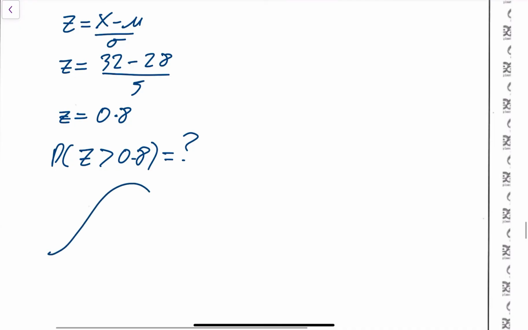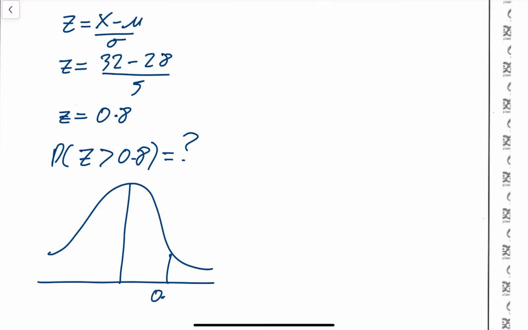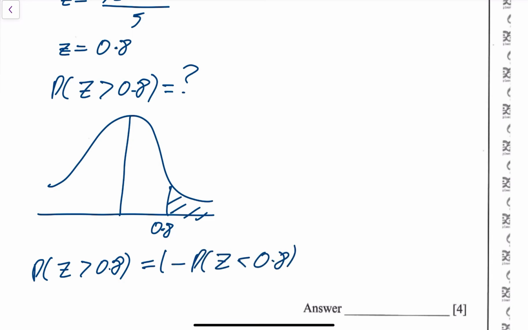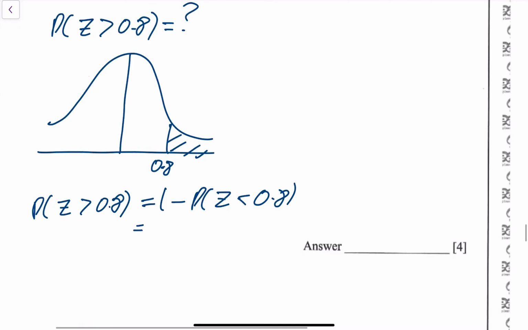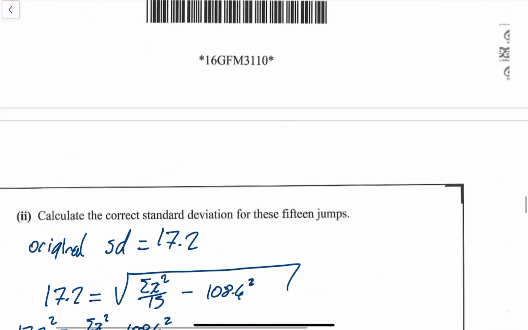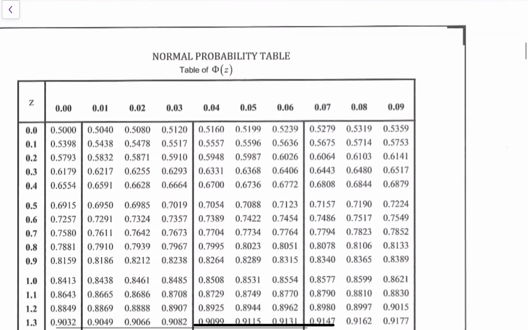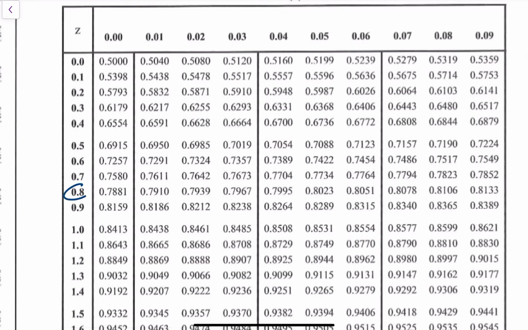I would definitely do a diagram. There's my normal distribution table. 0.8 is here. We want this bit, but our tables can't get this. So the probability that z is greater than 0.8 is the same as 1 minus the probability that z is less than 0.8, and our table can do this. So go to your tables, and we're looking for our z value of 0.8. Sorry, I'm zooming back to the start here. There's my tables. So z is 0.8, and it's 0.80 really. So it's this one. What's that? 0.7881.